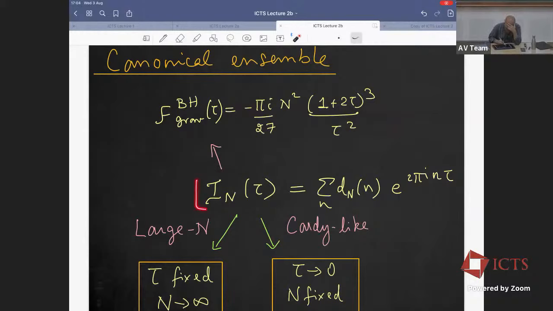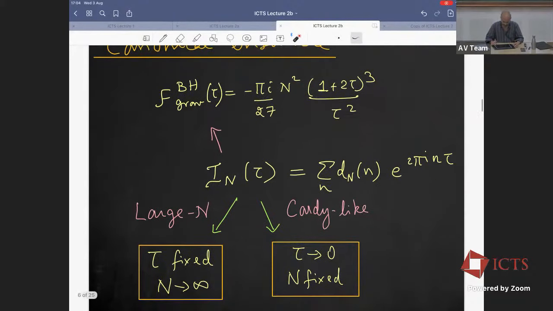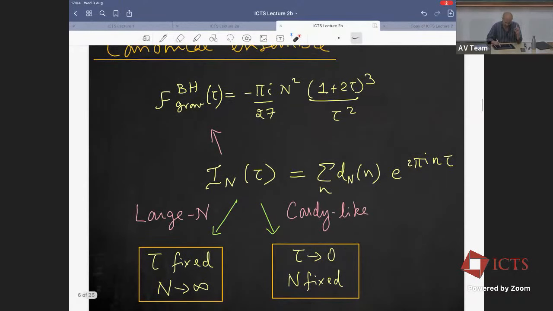Now I want to analyze this and ask, how do I get the free energy? I put tau equal to sigma, so now the free energy is pi i over 27 times n squared times this cubic divided by quadratic: (2 tau plus 1) cubed divided by tau squared. For those of you who are interested in modular forms, notice that the index is equal to the exponential of this.